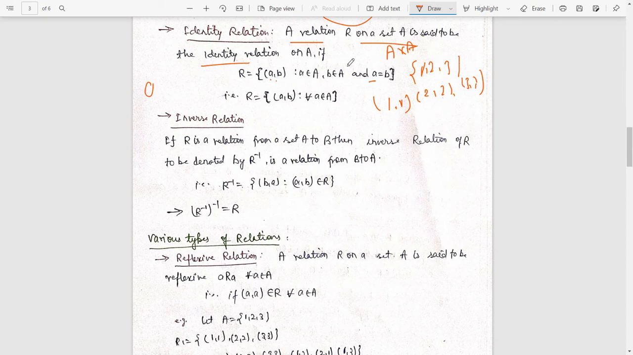So identity relation means (a, b) belongs to A, so a also belongs to A and b also belongs to A, and a is equal to b. a is equal to b means both these elements are the same. So in this definition, (a, b) belongs to A means that (a, a) belongs to this particular set. So if there are two elements which are both equal, then this particular set is termed the identity relation.